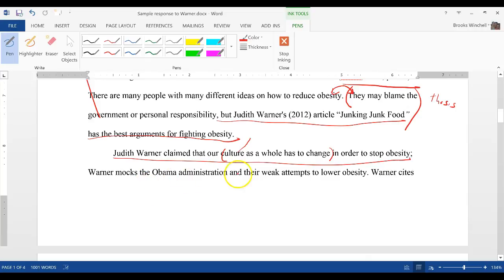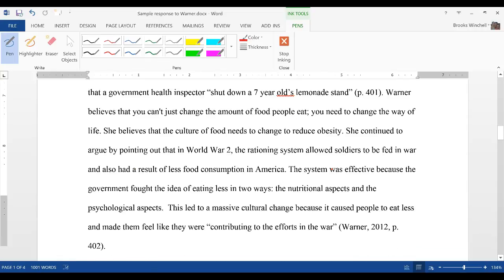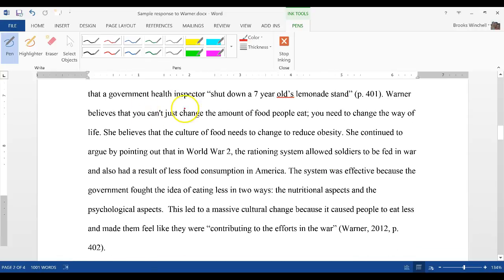Warner mocks the Obama administration in their weak attempts to lower obesity. Warner cites a government health inspector that shut down a 7-year-old's lemonade stand, page 401. Warner believes that you can't just change the amount of food people eat. You need to change the way of life. She believes that culture of food needs to change to reduce obesity.